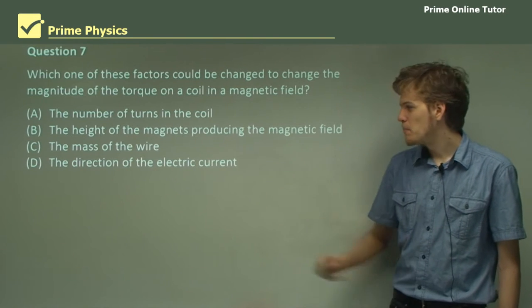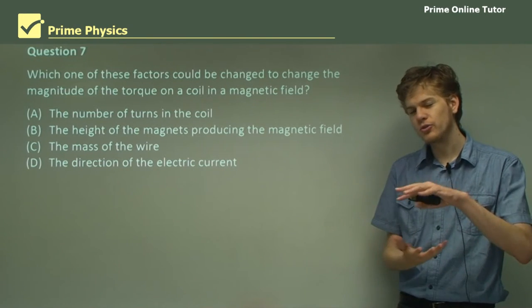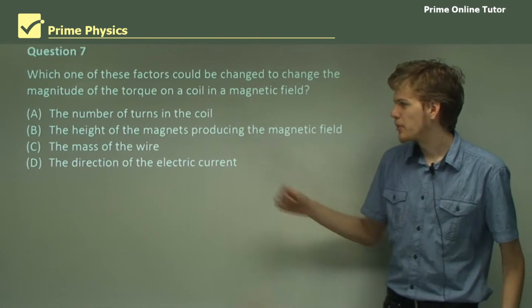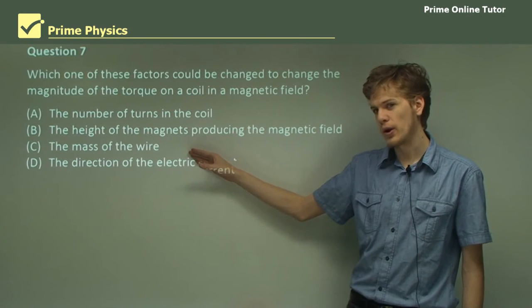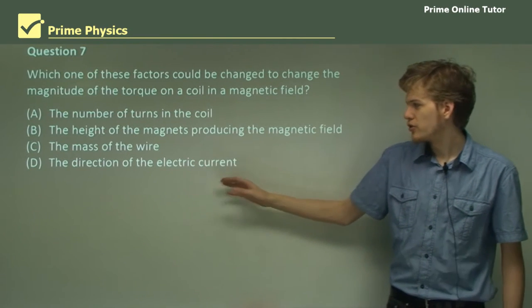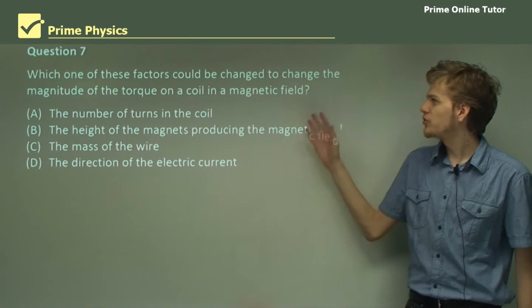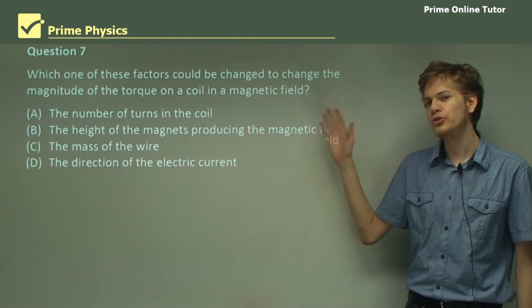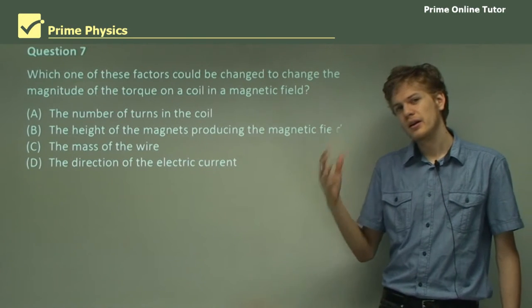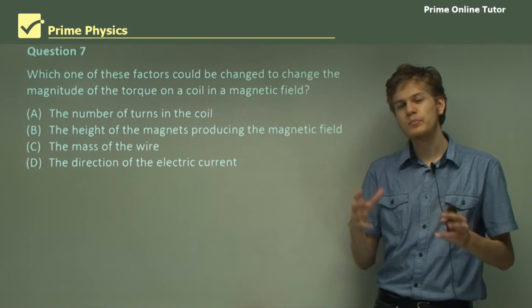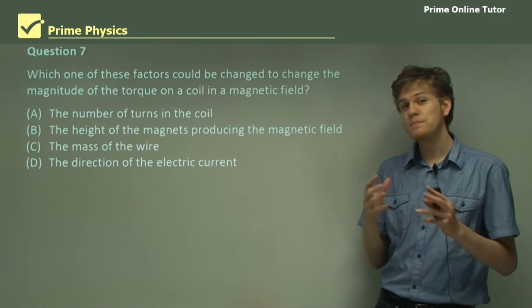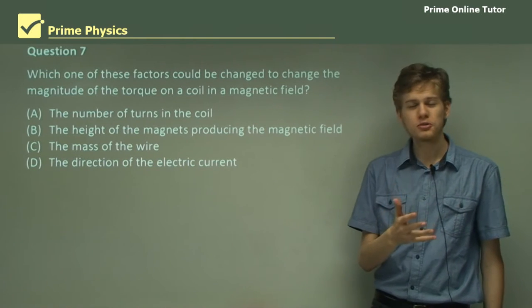So, the mass of the wire might change how fast the coil will spin, but it won't change the magnitude of the torque. The direction of the electric current will change the direction of the torque, but not the size of the torque. And that's what we want to do here. Torque equals NBIA will have the same magnitude whether I is positive or negative.